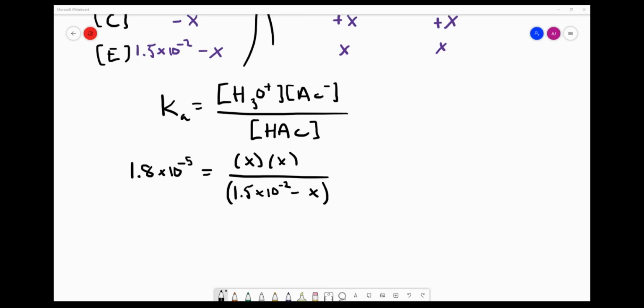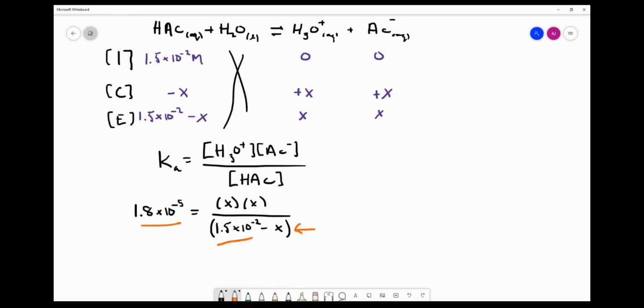Here is my equilibrium law expression. Remembering the Ka expression is going to have the hydronium ion and the conjugate base on the numerator, and then we have our weak acid on the denominator. Then I'm substituting my equilibrium concentrations into the equation. As with all equilibrium problems, our next step is to solve for x.